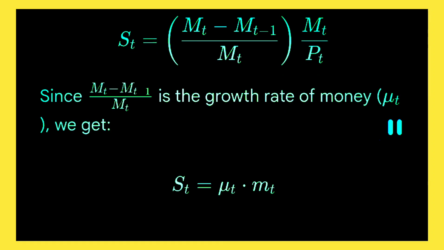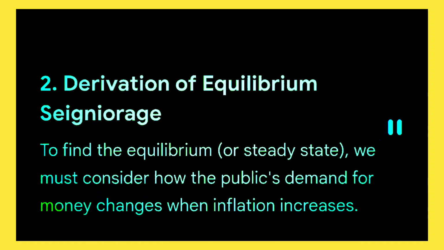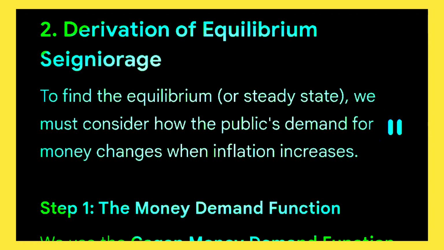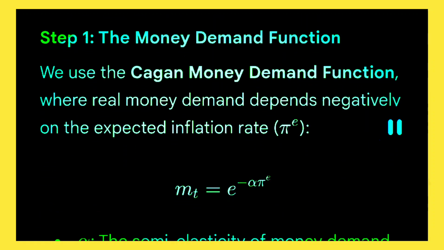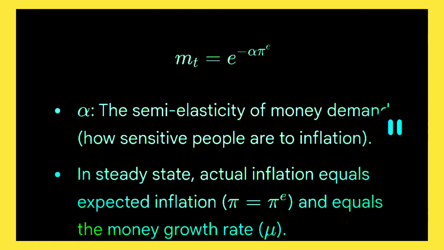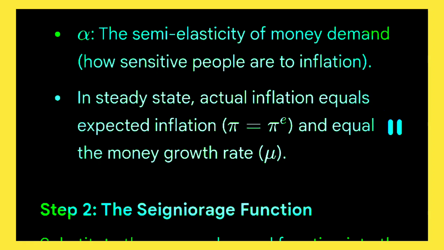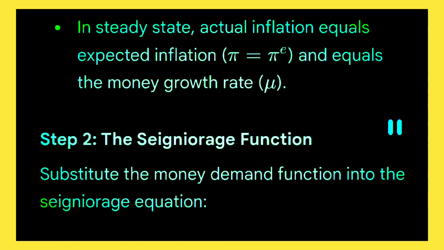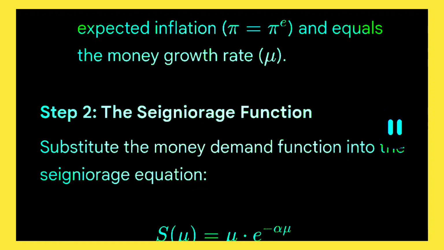2. Derivation of equilibrium seigniorage. To find the equilibrium, or steady state, we must consider how the public's demand for money changes when inflation increases. Step 1. The money demand function. We use the Cagan money demand function, where real money demand depends negatively on the expected inflation rate, pi_e. Alpha is the semi-elasticity of money demand, how sensitive people are to inflation. In steady state, actual inflation equals expected inflation, pi equals pi_e, and equals the money growth rate, mu.